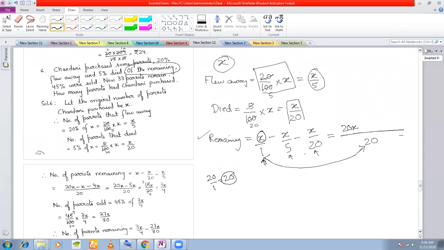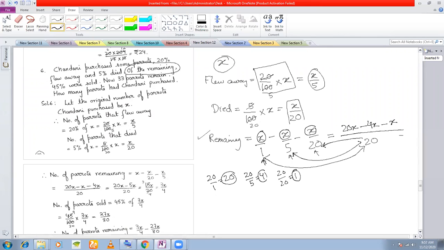Next, this 20 again, you divide by 5. So if you divide 20 by 5, how much do you get? You get 4. This 4 now you multiply with this x. So you put the minus sign here, minus 4x. Next, this 20 again you divide by this 20. So how much do you get? 20 by 20 is 1. So once you get this 1, you multiply this 1 by this x. So you get simply x.